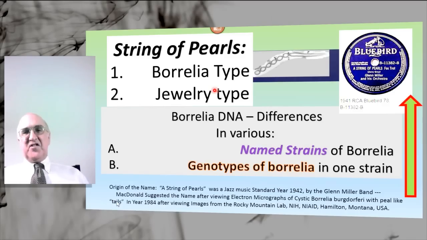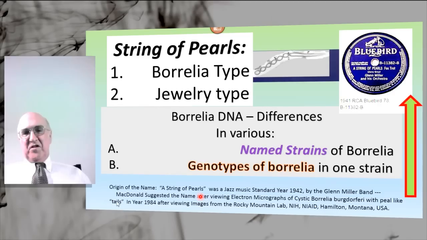And just as an aside, we have the jazz version of the string of pearls, which is a hit from the 1940s, 1942. And I think, and I can't prove this, but I think that as a jazz enthusiast and familiar with the Glenn Miller Band and its music, I was aware of their song, String of Pearls, their record. And when I first saw these structures in electron micrographs in the Rocky Mountain lab produced by Dr. Bergdorf and Fred Hayes, I suggested the term string of pearls.